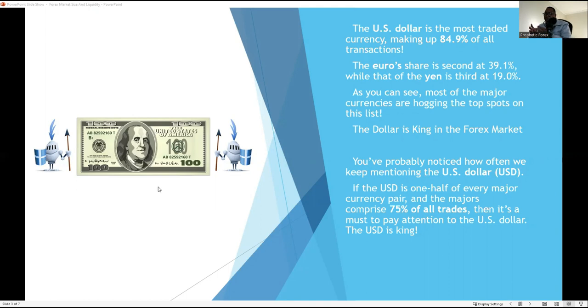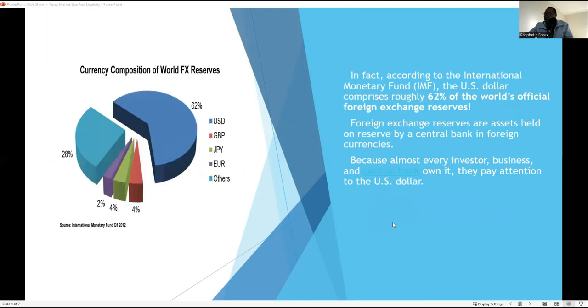You probably have noticed that we mention the US dollar a lot, because the US dollar is one half of every major currency pair, and the major currency pairs comprise 75% of all trades. Then it's a must that we pay attention to the US dollar, because it is king in this case. According to the market size, guys, the US dollar takes the most when it comes to trading.